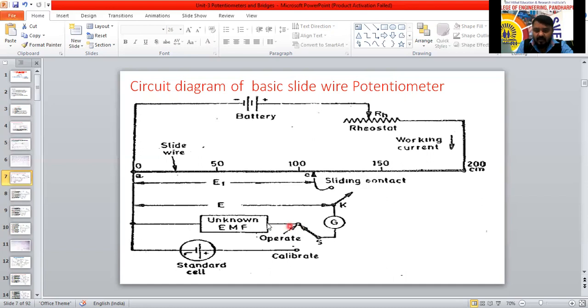In operating mode, what do we do? We measure the unknown EMF. In calibrating mode, the standard value will be set, and the same unknown EMF value should be equal to the standard value here. Calibration, okay, comparing with the standard value. The potentiometer definition, you know, it is an instrument which will measure the unknown and compare it with the standard value here. First we are measuring the unknown voltage, then comparing with the standard.